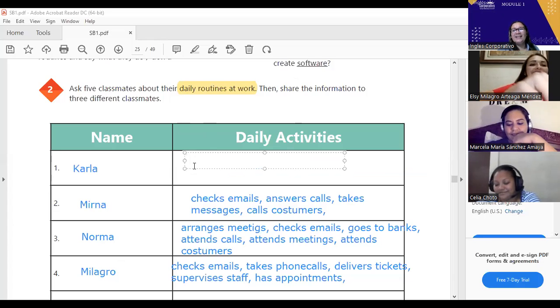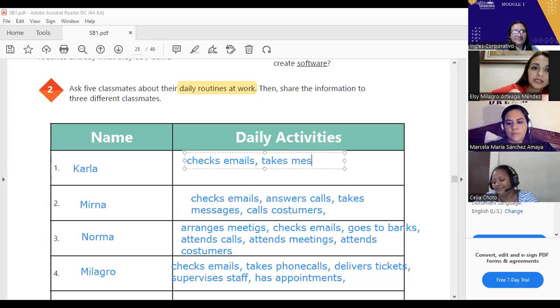Okay. But we're going to write it again. Dictate to me about Carla again, please. Checks emails? Yes. There was a typo mistake. That's why I erased it. What else? Take messages. What else? Send emails.